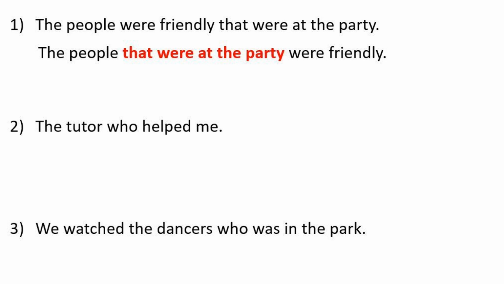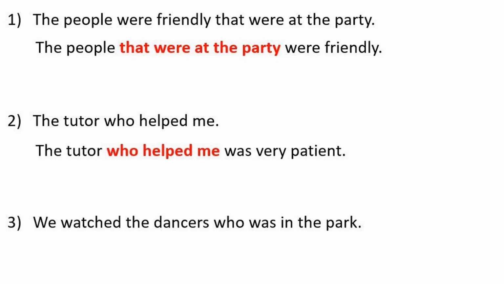In the second sentence, we have the tutor who helped me. This is not a complete idea. Although we have the subject, the tutor, and we have the adjective clause, who helped me, we don't have enough information. We're missing the extra part of the first sentence. So to complete this thought, to complete this idea, you could say, the tutor who helped me was very patient. We just need some extra information to complete the idea to make it a complex sentence.